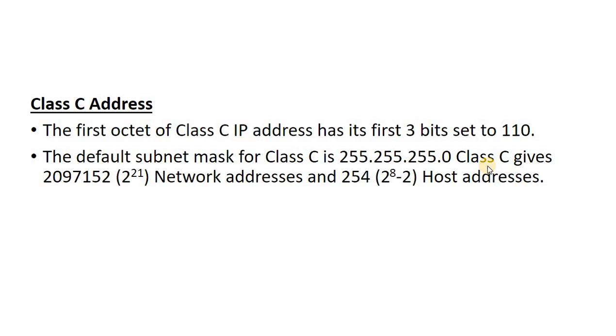So now Class C gives 2 raised to 21 network addresses, because again we are not using all 24 bits. We have 110 fixed, so 21 bits, 2 raised to 21 network addresses, and 2 raised to 8 minus 2 host addresses. Similarly, we don't use the first and last IP addresses. They are reserved, so we have 2 raised to 8 minus 2, or 254 host addresses.